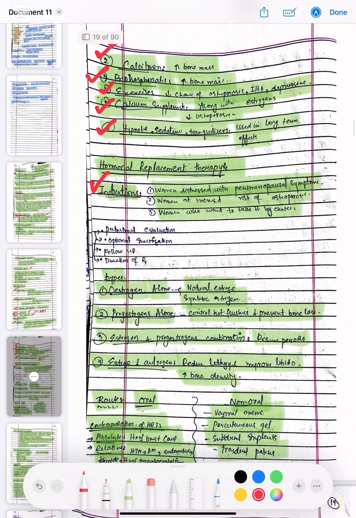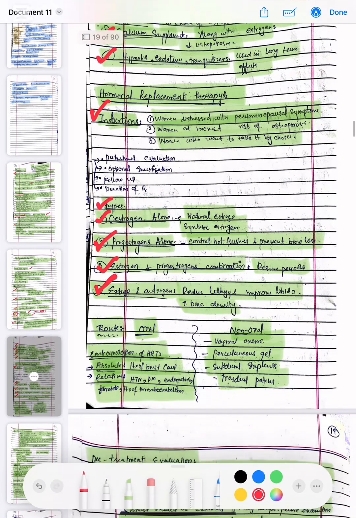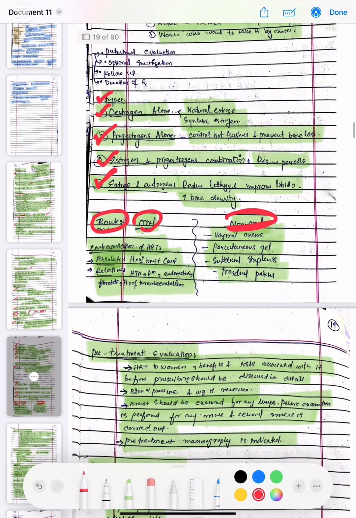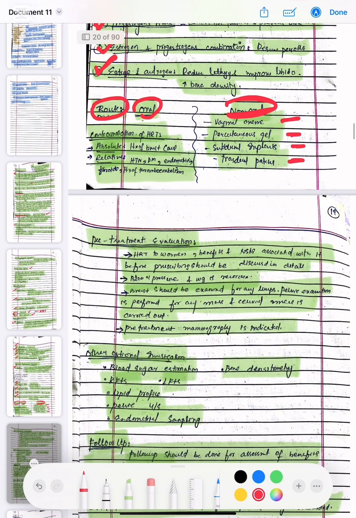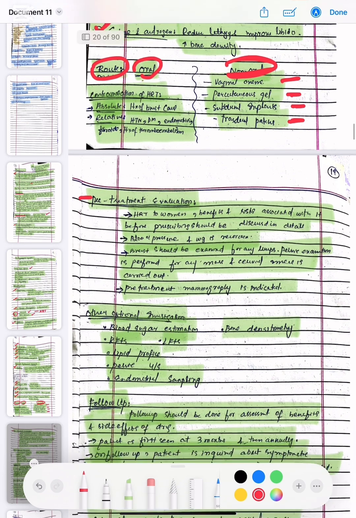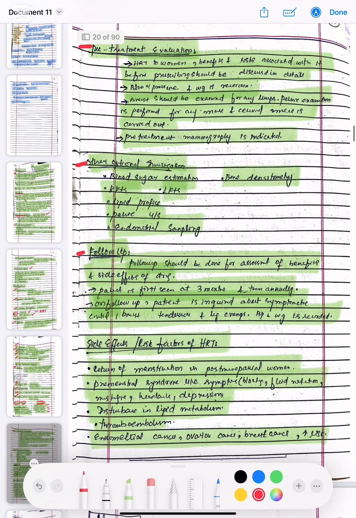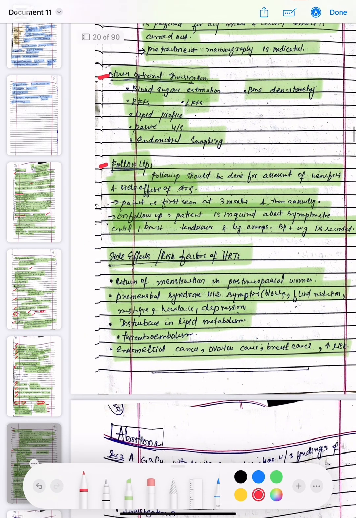Then we discussed the types of HRT, which are estrogen alone, progesterone alone, estrogen and progesterone combinations, and estrogen and androgens. We can administer HRT both orally and non-orally. The non-oral routes are vaginal creams, percutaneous gel, subdermal implants, and transdermal patches. Then we discussed the pre-treatment evaluation of the patient for HRT, the other optional investigations, the follow-up of patients who are given HRT, and the side effects or risk factors of HRT.